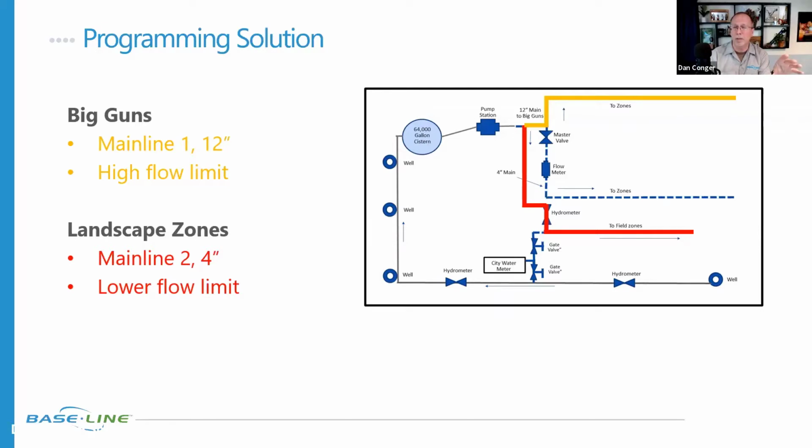So those big guns are on that mainline 1. But those landscape zones on that 4-inch mainline, that's a different mainline, so probably mainline 2, and it has a lower limit. What's awesome about this is if the 4-inch mainline breaks, we're going to say this was the limit. If it was, I'm going to grab a number, 300 GPM, that's the upper limit. Maybe that's a little too high, but the 12-inch needs to be even higher. That might be 800 to 1,000 GPM before it hits its upper limit. So we can have different limits for different mainlines because that's part of the controller.